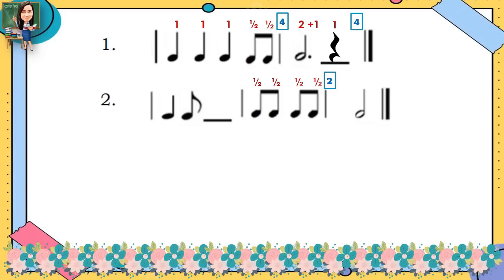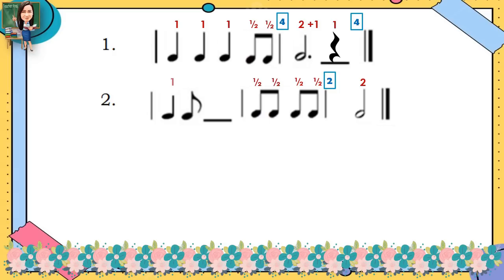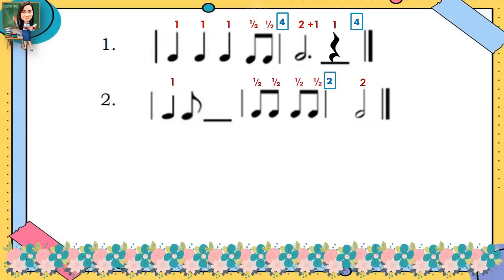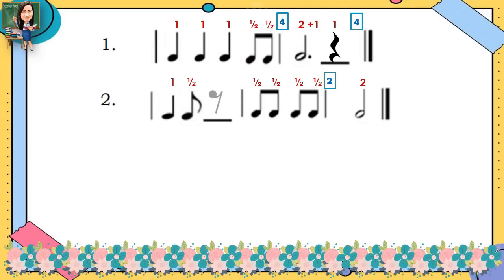In the third measure, the half note has 2 beats. In the first measure, we have to find the missing rest. Quarter note has 1 beat, eighth note has 1/2 beat. So we need 1/2 beat. The rest that has 1/2 beat is an eighth rest, for the total of 2 beats.